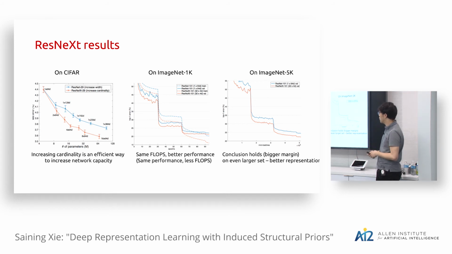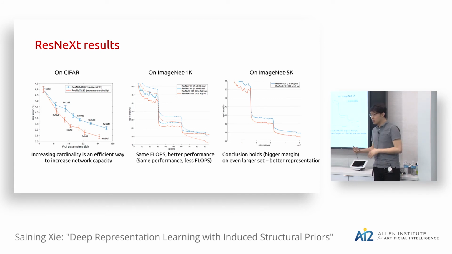What we get here, it's not shown in this figure, but the general conclusion is if you have the same flops, you get better performance. If you have the same performance, you get fewer flops. So to answer your question, one ResNext 50 model achieved similar performance to ResNet 101, basically. So it's like double the computation compared to that.